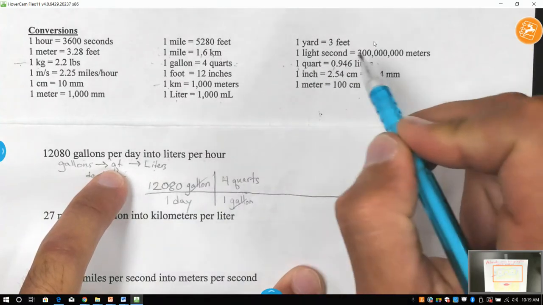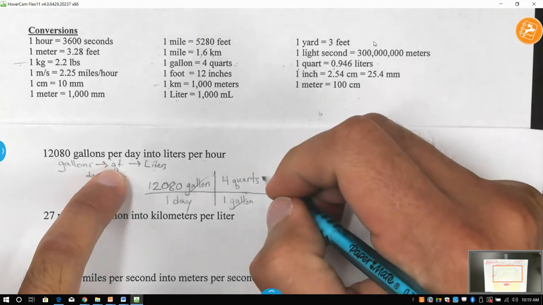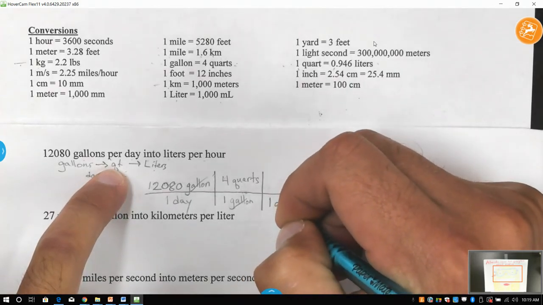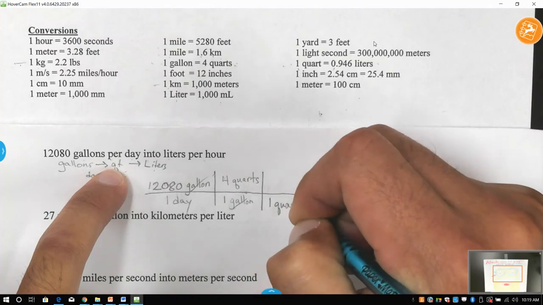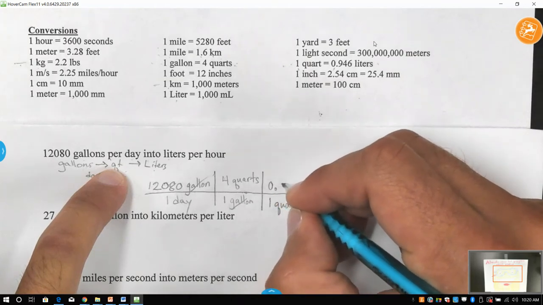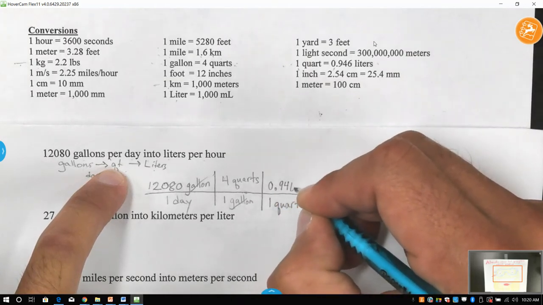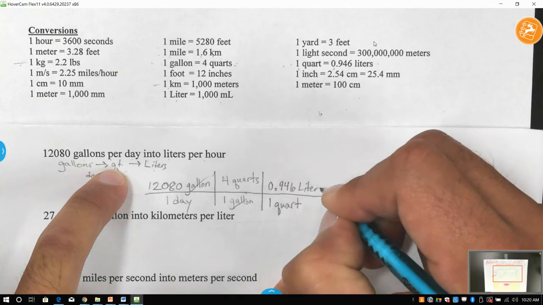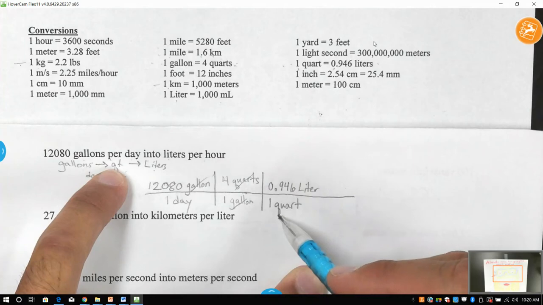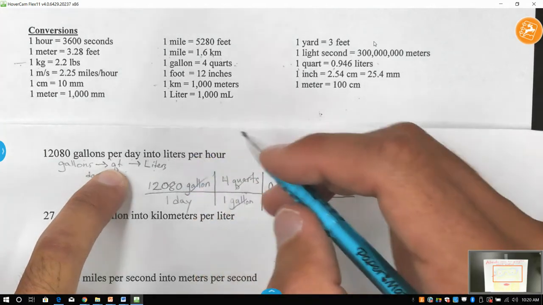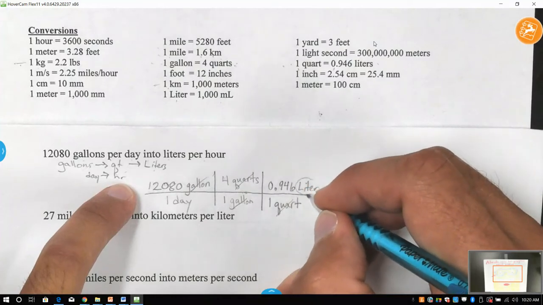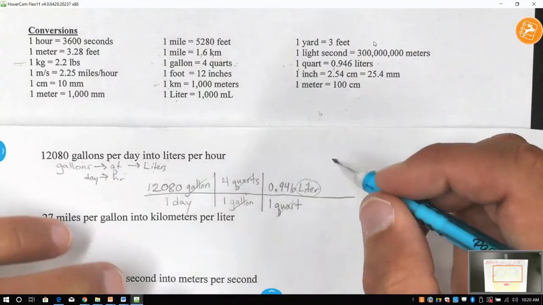Now we can go from quarts to liters using this conversion here. 1 quart is equal to 0.946 liters. 1 quart would need to go on bottom to cancel, and this 0.946 liters would go on top. So the quarts now cancel. We have 1 on top and 1 on bottom. I needed to get into liters per hour, so I have my top unit in the right one that I want. I'm just going to circle it so I know I'm done with that.